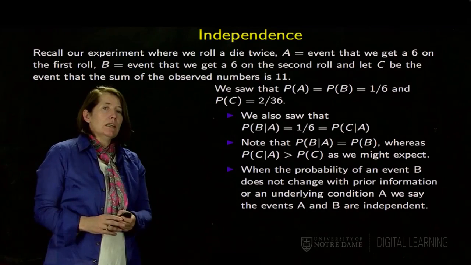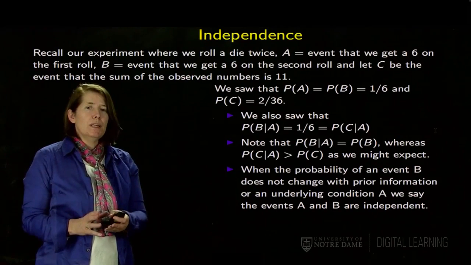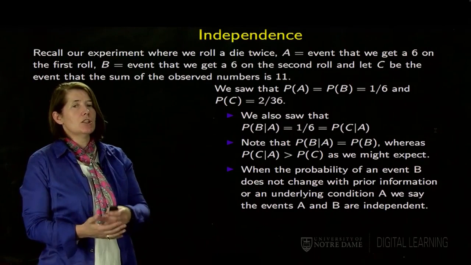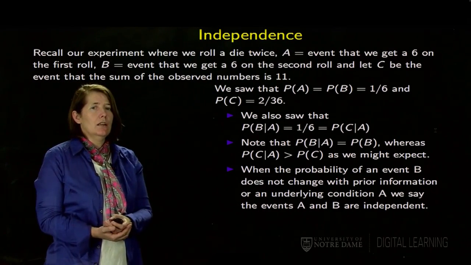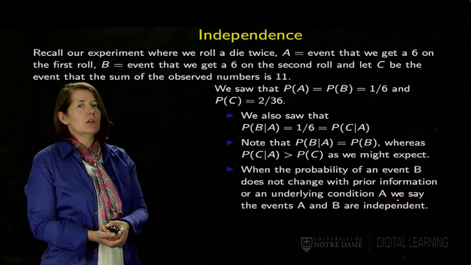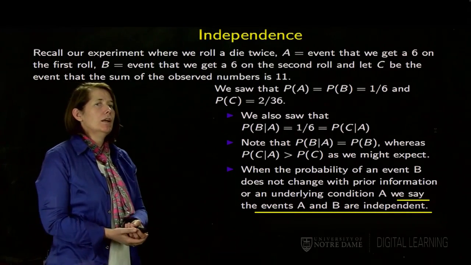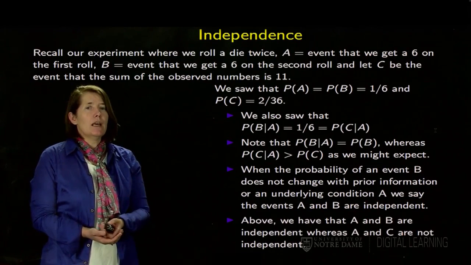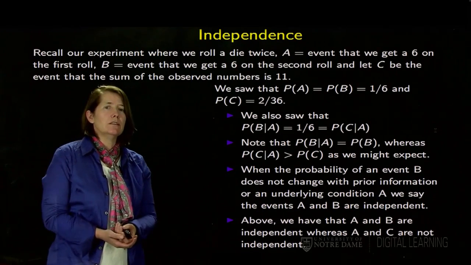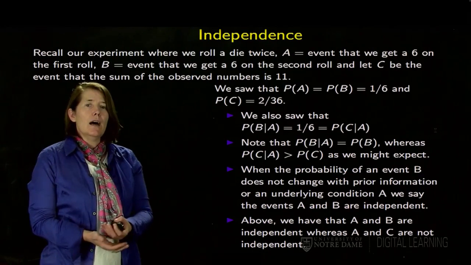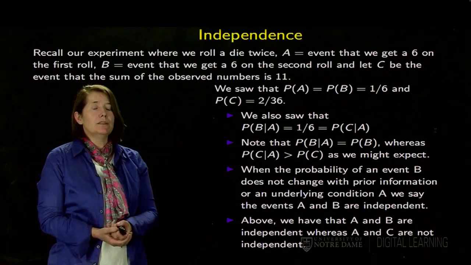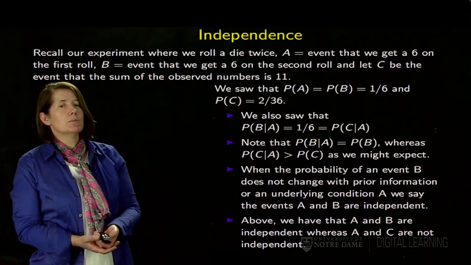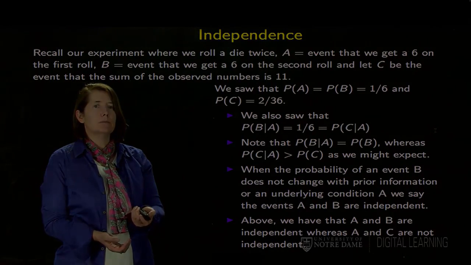When the probability of an event B doesn't change with prior information or an underlying condition A, or given that A has happened, we say the events A and B are independent. So above we have A and B are independent events, and A and C are not independent because the underlying condition A changes the probability that C will happen.